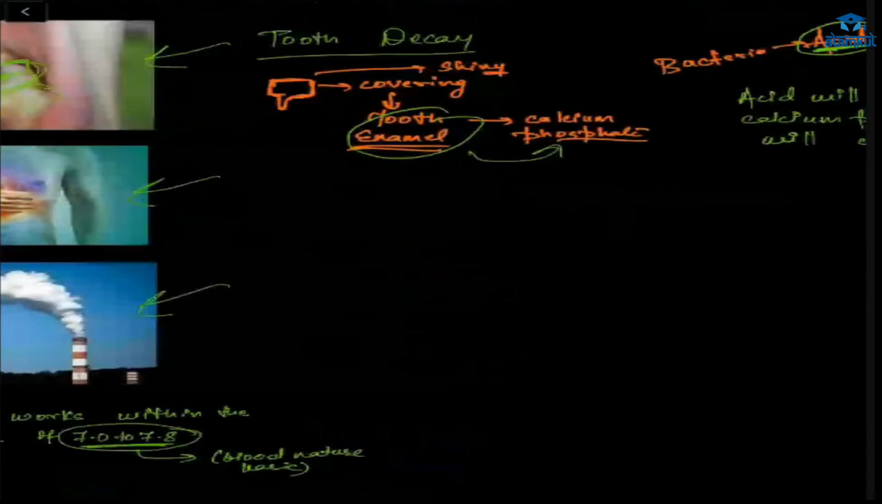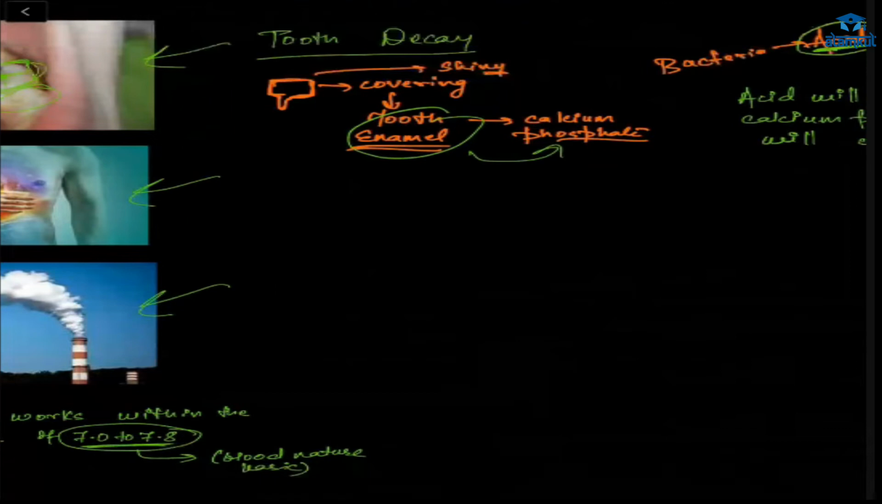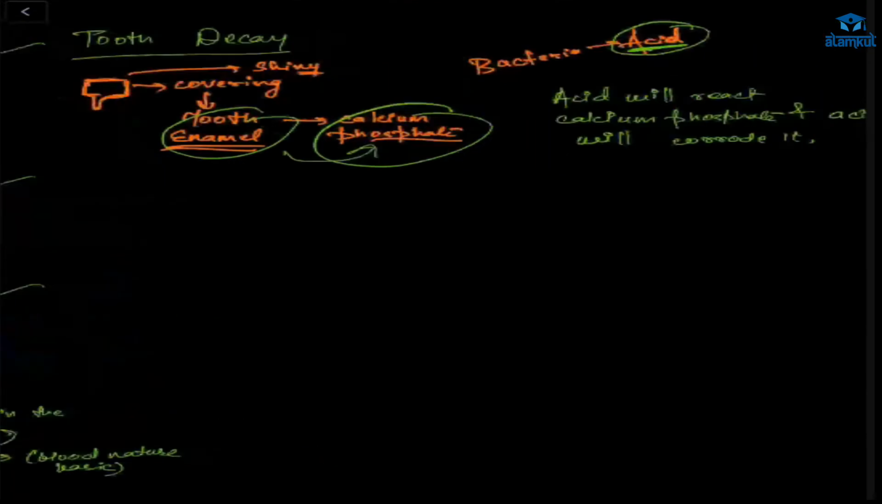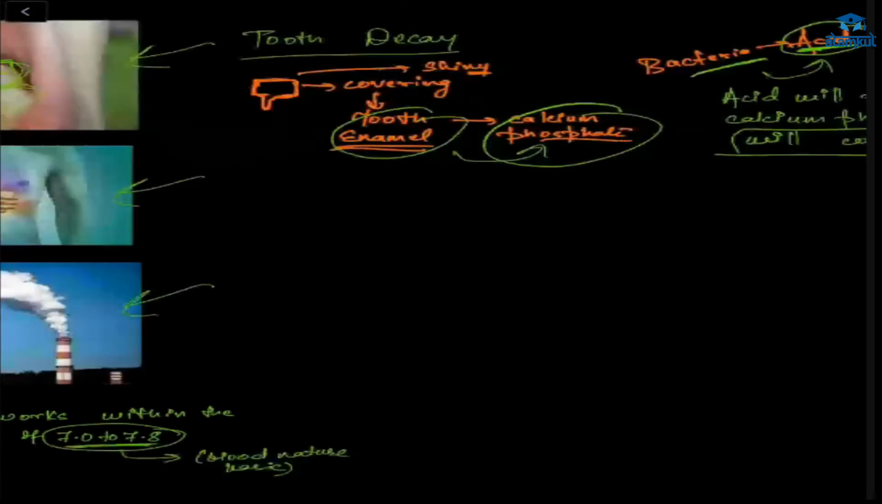So we should brush at least 2 times a day, one in the morning and another at sleeping time. So this is tooth decay. In our teeth there is a covering known as tooth enamel, made up of calcium phosphate. Bacteria eat our remaining food and release acid, and the acid will react with the calcium phosphate and corrode our shiny covering layer.